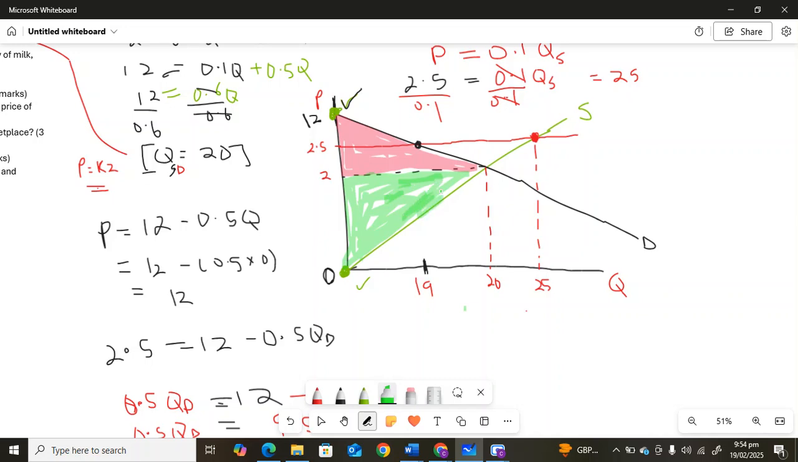The triangle below equilibrium represents producer surplus. The triangle above equilibrium represents consumer surplus. So this one in green is producer surplus. The one in red is consumer surplus.